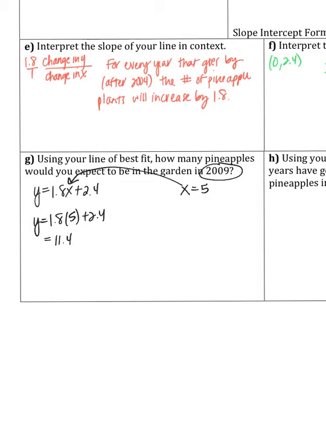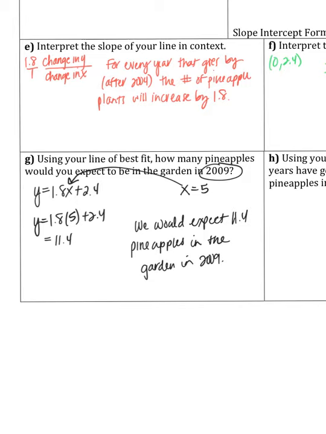So we would expect 11.4 pineapples in the garden in 2009. That is our prediction based off of our line of best fit.